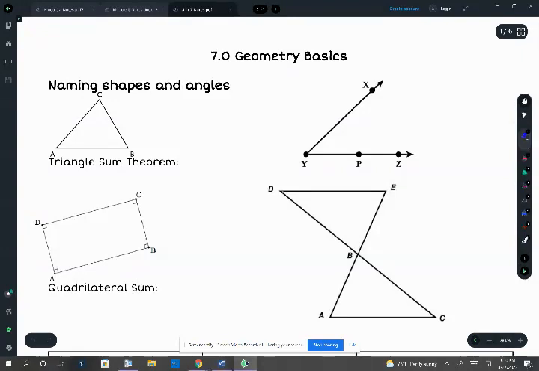So the first thing we want to talk about is just the triangle sum theorem. And what that means is that if you add the three angles of any triangle, they will always add up to be 180 degrees. So we'll just write that as the sum of all three angles of a triangle is 180.